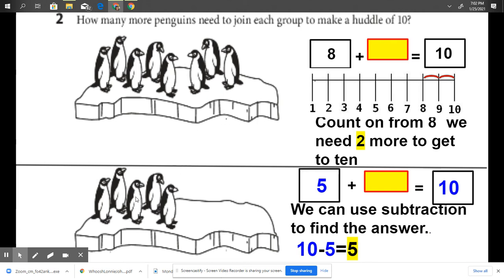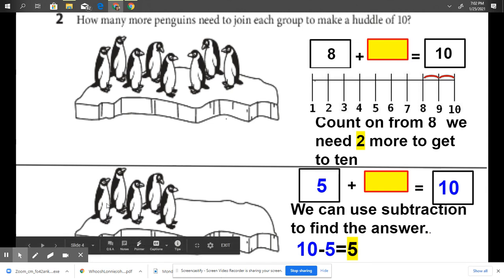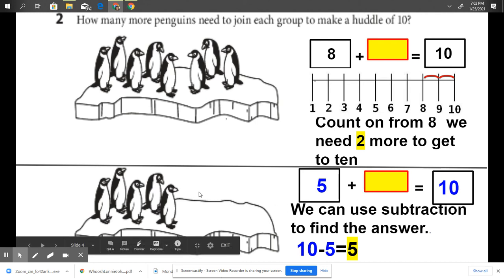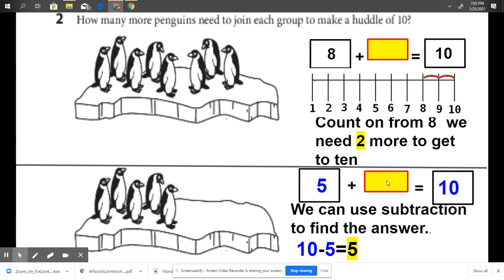Oh, these look like 5 little, very lonely penguins here. They're not going to be very warm. So let's see. We need to have 10 because it says more penguins need to join the group to make a huddle of 10. So we know our total is going to be 10. So it's going to equal 10 because it wants to make a group of 10. Well, we know we have 5 lonely penguins there, and we need to know this answer. This is our missing number.